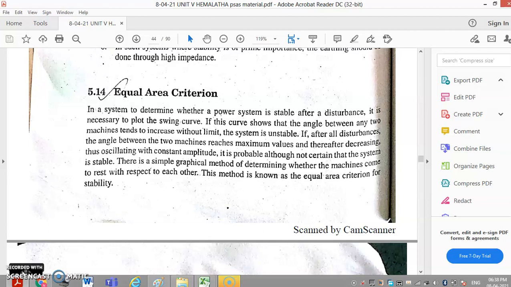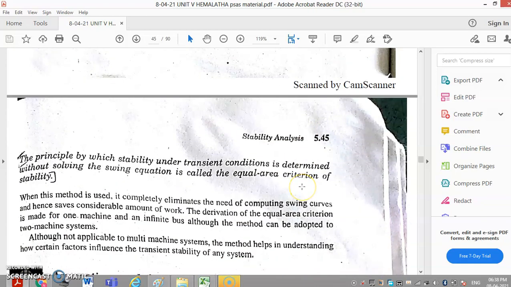There is a simple graphical method of determining whether the machines come to rest with respect to each other. We compare the two areas, before the occurrence of the fault and after the occurrence. This method is known as the equal area criterion for stability. The principle by which stability under transient conditions is determined without solving the swing equation is called the equal area criterion of stability. When this method is used, it completely eliminates the need of computing swing curves and hence saves a considerable amount of work.